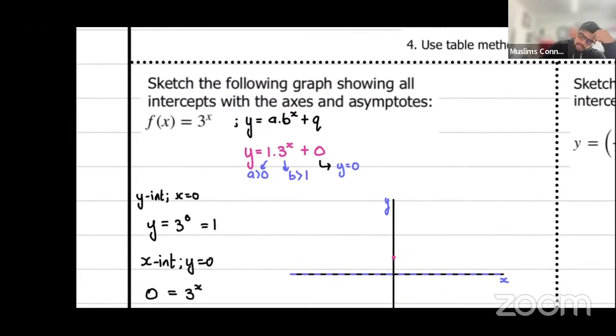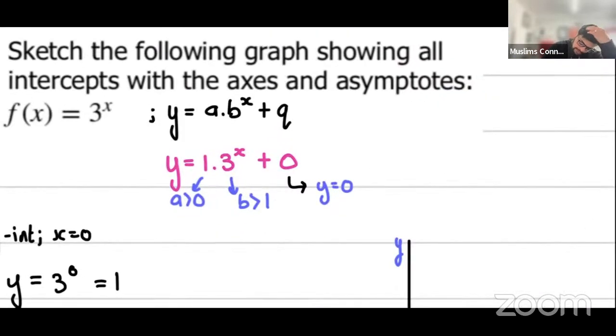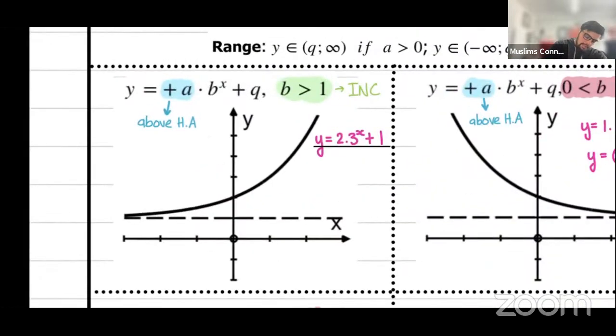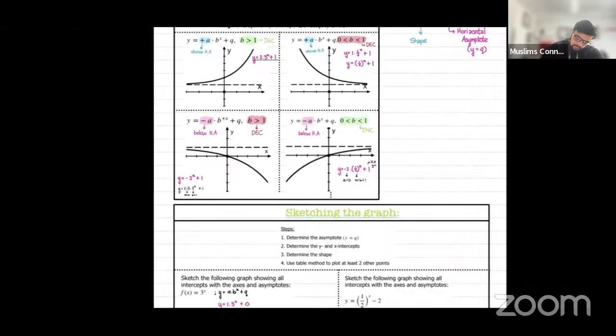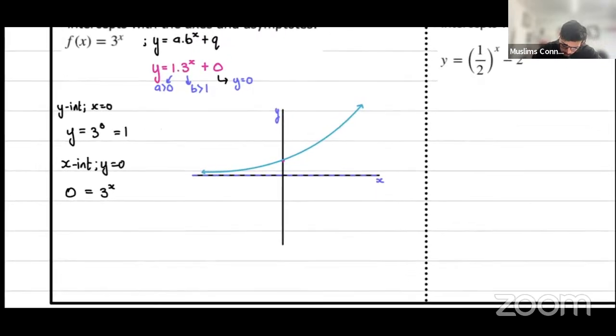Then how do I have to draw my function? I need to determine the shape, step number 3. The shape is determined by a and b. A is greater than 0 and b is greater than 1, which means above and increasing. So that's how I draw it. Above and increasing, and I just have to make sure it passes through the y-intercept. It doesn't have to be perfect. It just has to look something like this. Okay, and that is done. This is the graph for y is equal to 3 to the power of x.